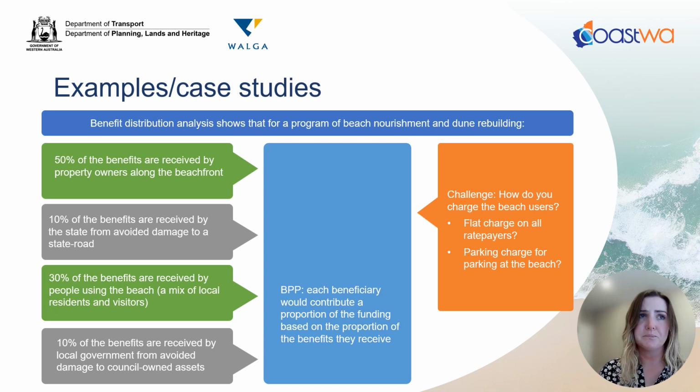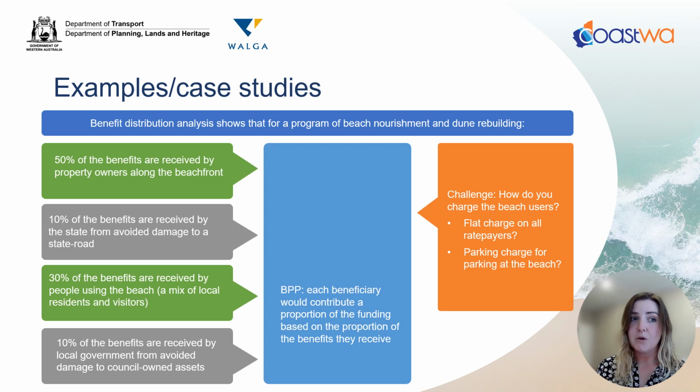So just as a bit of an example, if we do a benefit distribution analysis and we show that for a program of beach nourishment and dune building, 50% of the benefits are being received by property owners along the beachfront, 10% of the benefits are being received by the state from avoided damage to a state road, 30% of the benefits are received by people using the beach, which is a mix of local residents and visitors, and 10% of the benefits are received by the local government from avoided damage to council-owned assets.